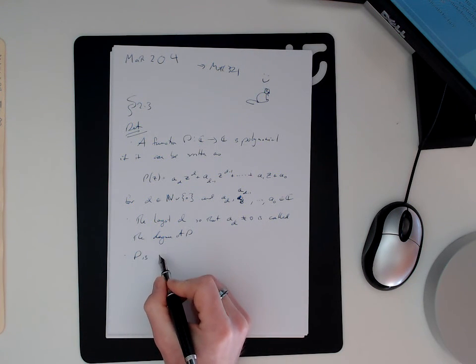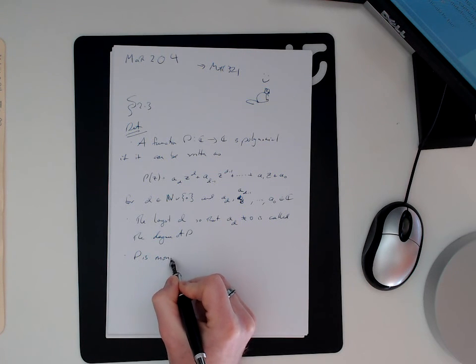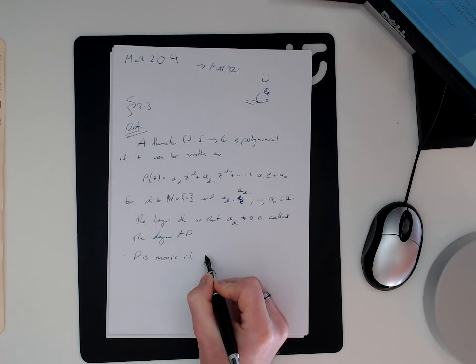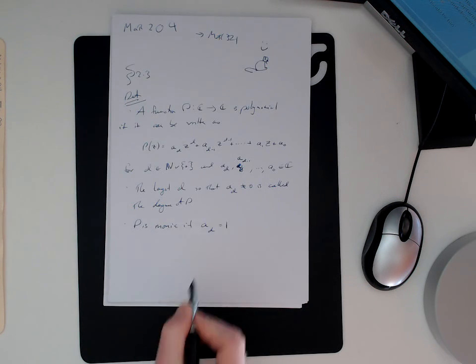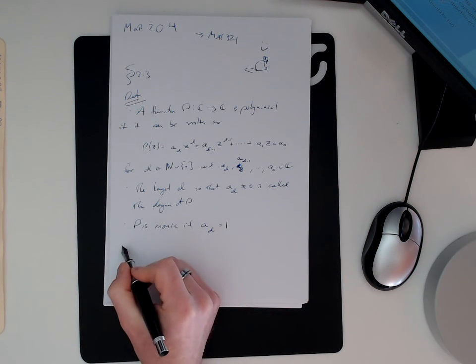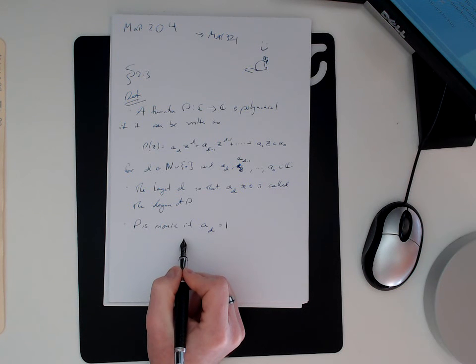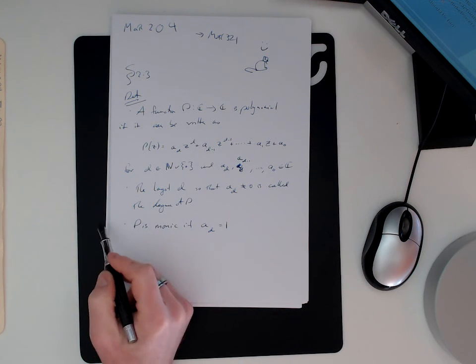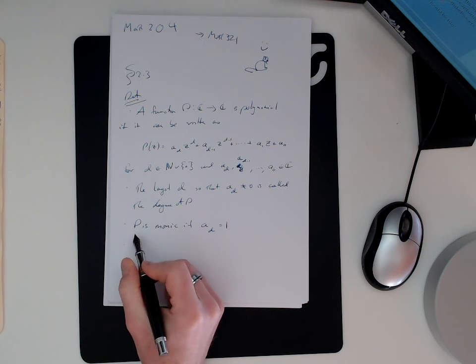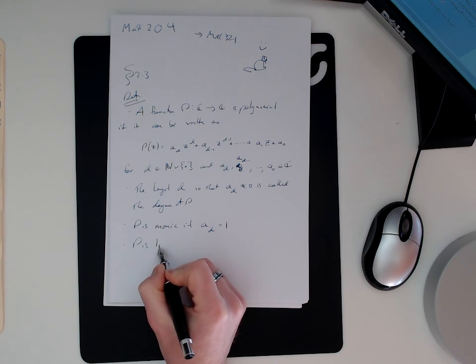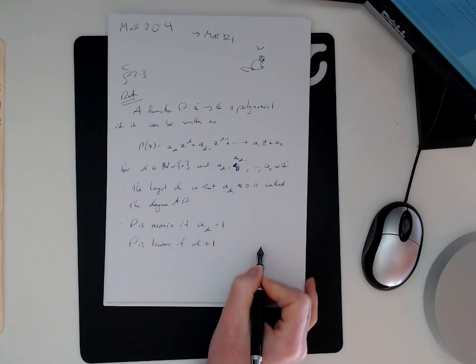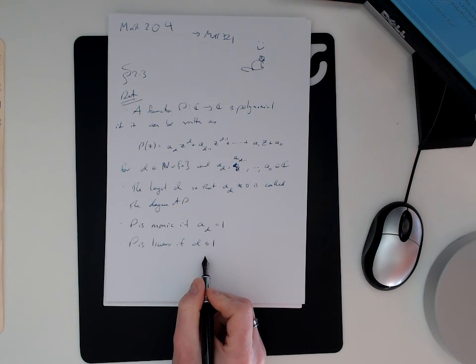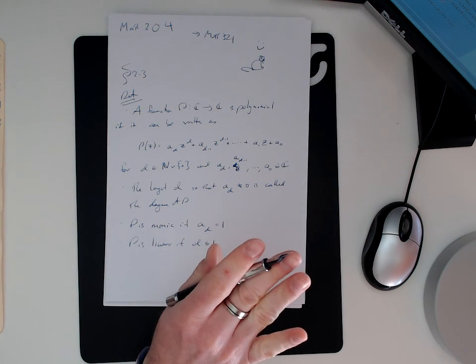P is monic if a_d equals 1. So the coefficient in front of the highest degree term is equal to 1. P is linear if d is less than or equal to 1. So in particular it includes constant functions as well as functions with a constant slope.